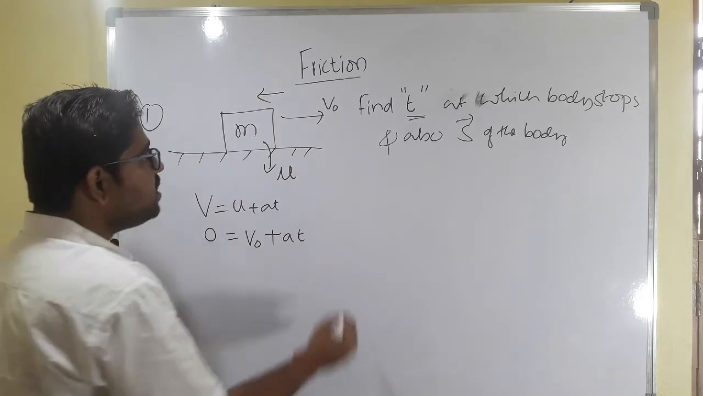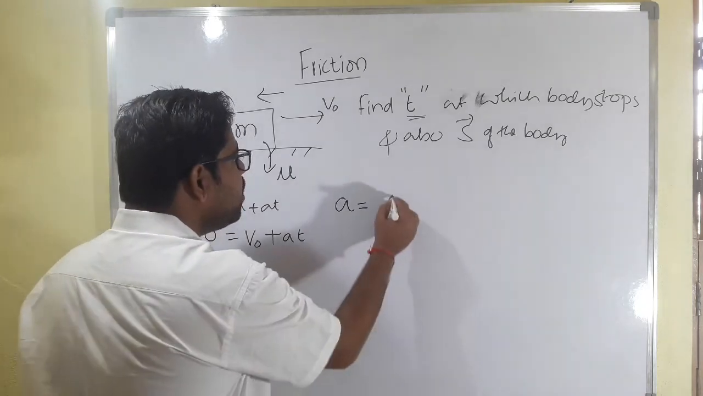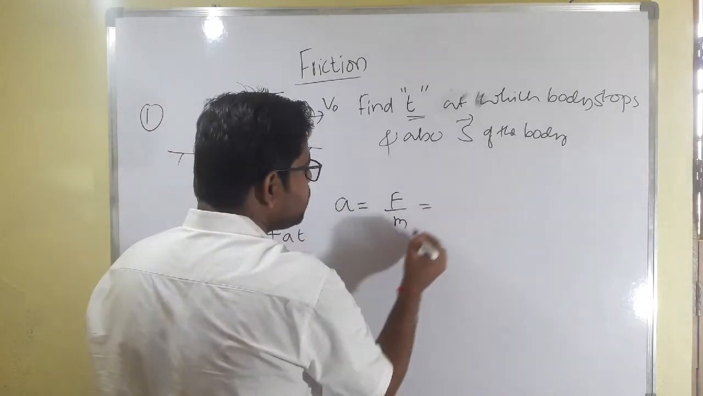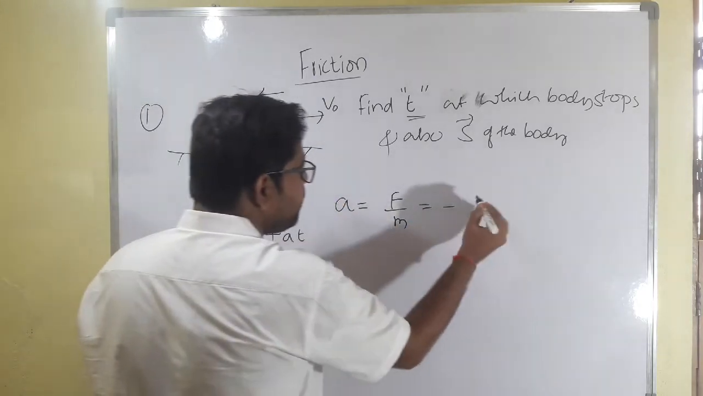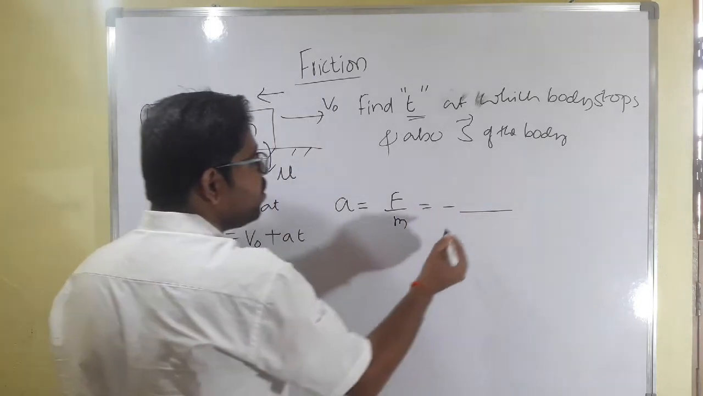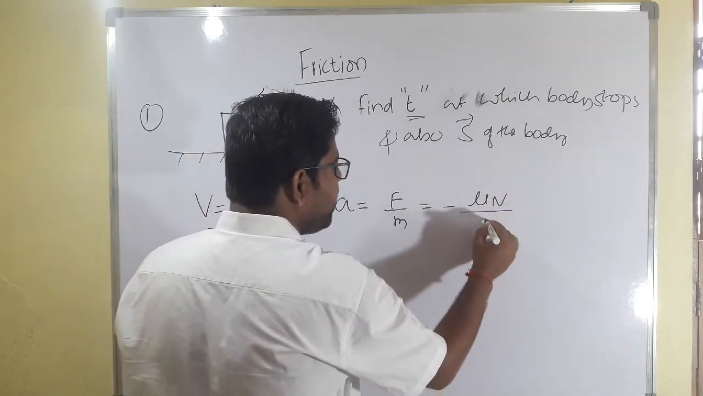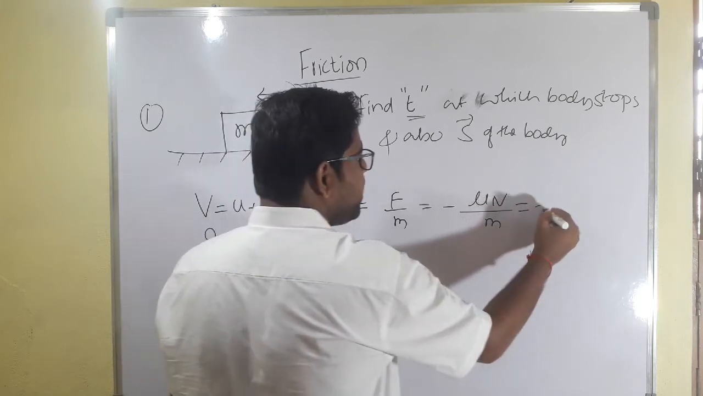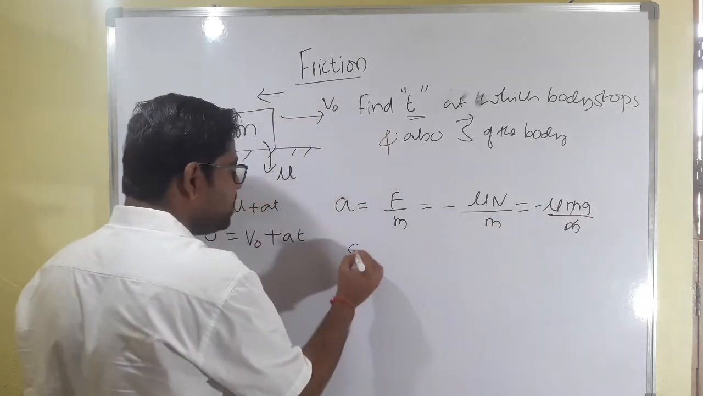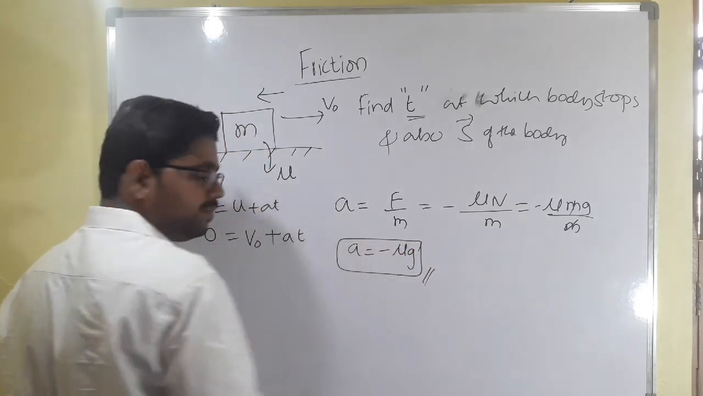We know the formula for acceleration from Newton's second law. Acceleration a is equal to force divided by mass. Which force is making this body stop? That is the frictional force, right? So the acceleration direction is negative, so F is negative. Frictional force is equal to mu into N. So a is equal to minus mu N by m, where N is m into g, divided by m. So m gets cancelled. So acceleration a is equal to minus mu g.